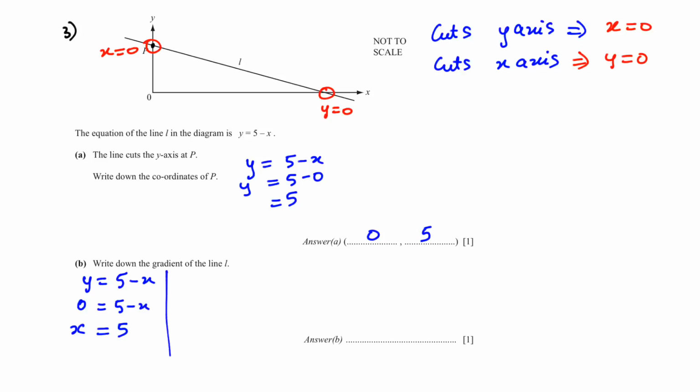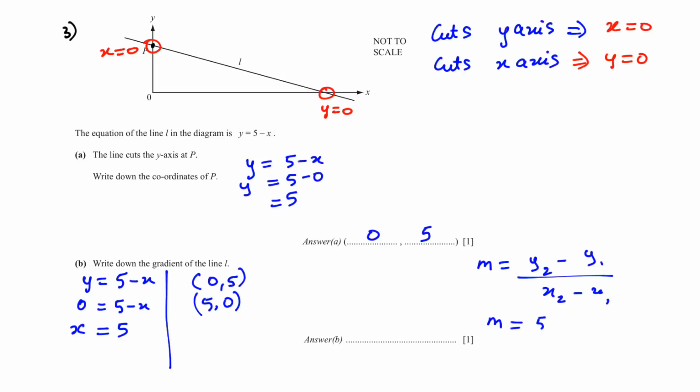So what are the 2 points we got? We got 0, 5, that is our P. And the new point we found is 5, 0. To find the gradient, we are going to use the formula y2 minus y1 over x2 minus x1. So replacing our y, 5 minus 0, y minus y, and then x minus x. And we will get the gradient negative 1.